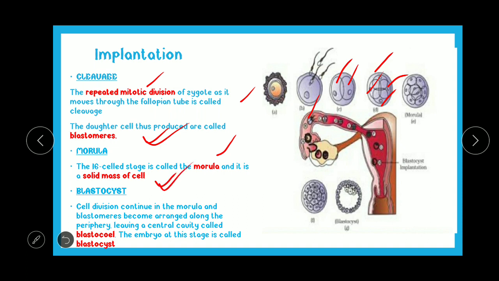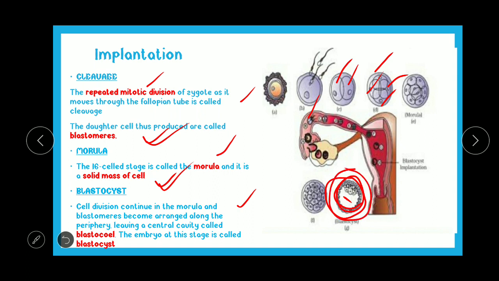The cell division continues in the morula, because it has to form a complete organism having multiple cells, so the division continues and the blastomeres become arranged along the periphery. Here we will see the blastomeres arranged along the periphery, and a central hollow cavity is there, and the embryo at this stage is called the blastocyst. This is the blastocyst, you can see.